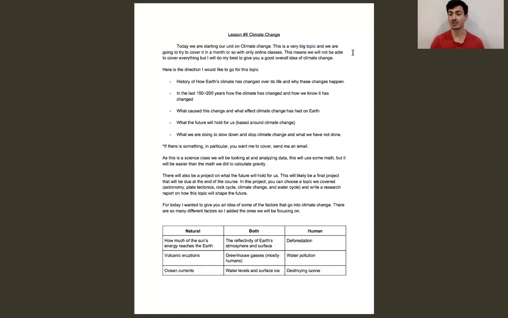So those are just nine points that give you an idea of what we're going to be looking at for the effects of climate change. There's definitely a lot more out there. Like I said, if you have any ideas that you want us to cover, just let me know and we can add it in there.